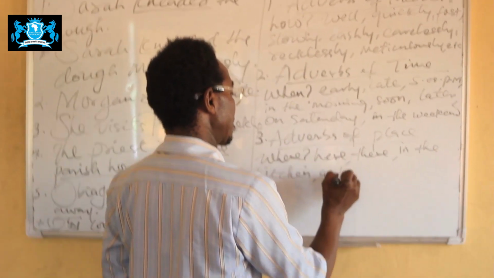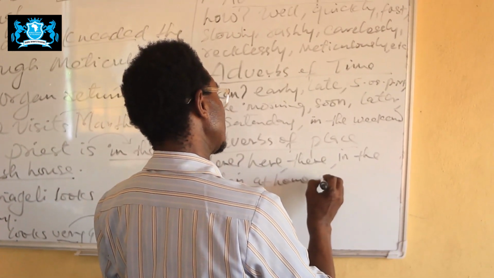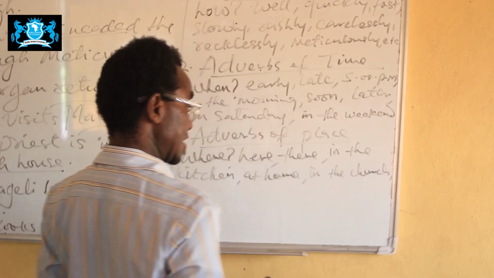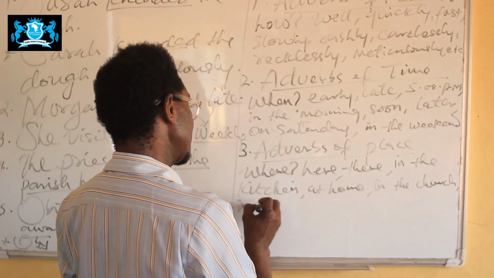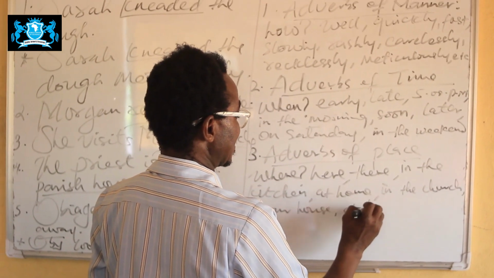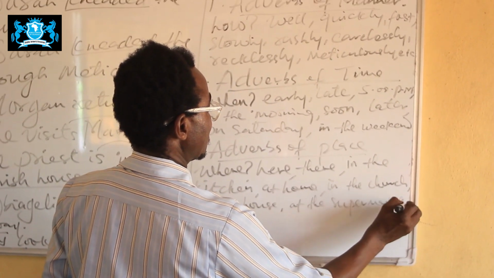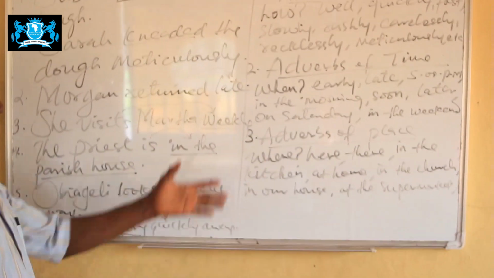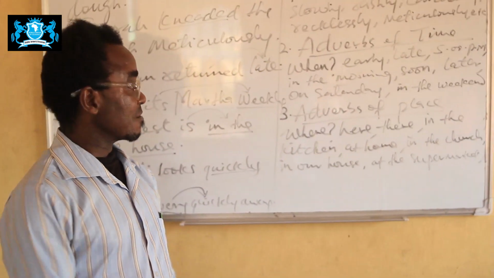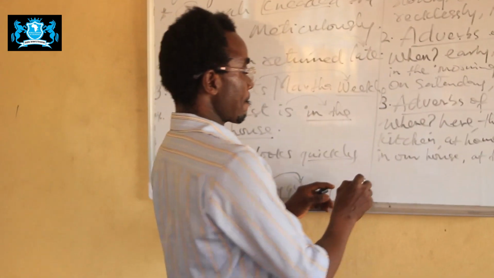Did it happen at home? Did it happen in the church? Did it happen in our house? Or at the supermarket, among others. These are words that talk about the place of the action of a verb, and we refer to them as adverbs of place.